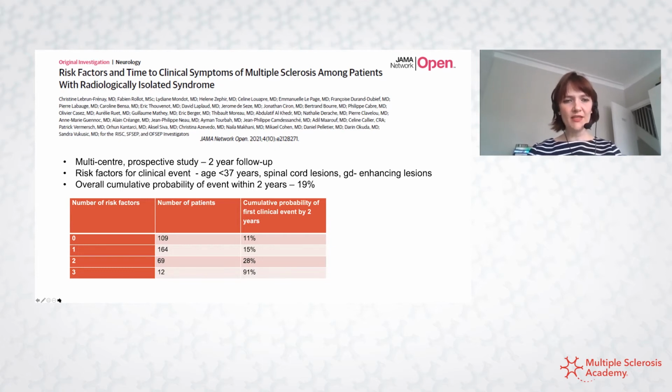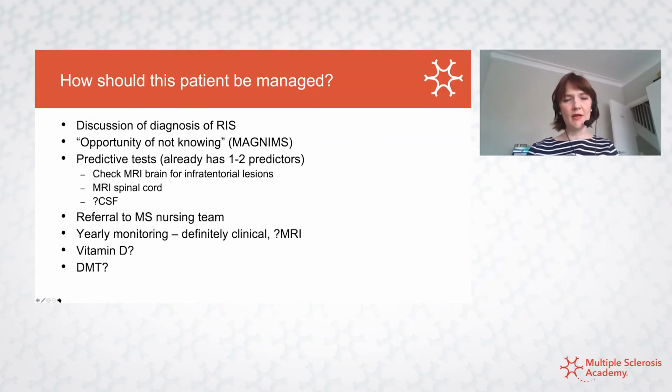But again, with stratification in terms of how many risk factors somebody has at the start of the study, you can see that if you have a higher number of risk factors, and if you have all three, particularly, you're at a very high risk at the end of 2 years of having developed a clinical event. So how should this lady be managed?